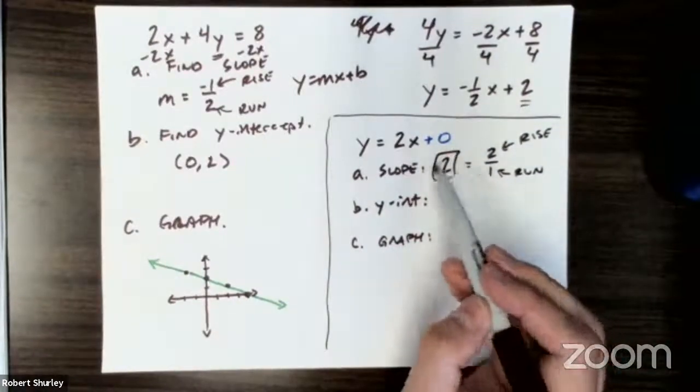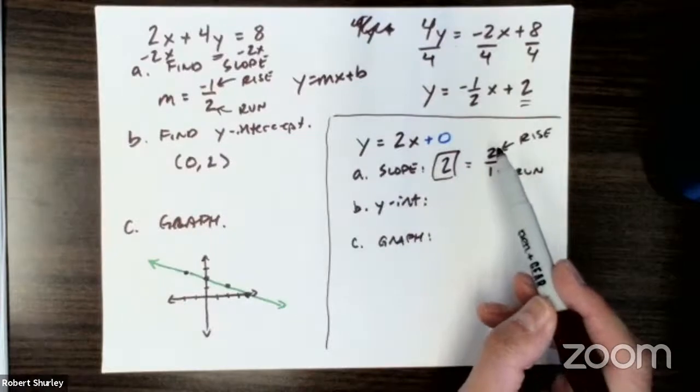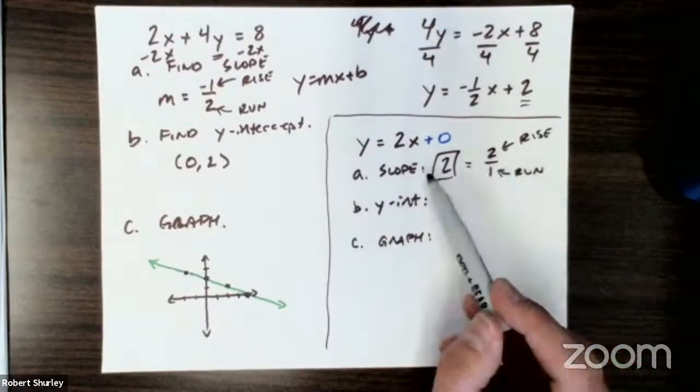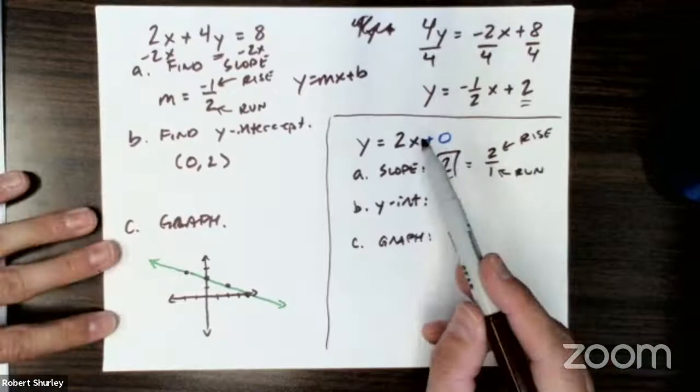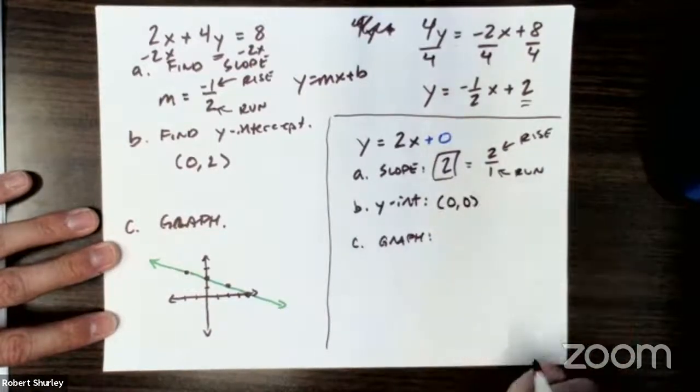So if you get just an integer and not a fraction like we did over here, you can think of it as the integer, whatever it is, divided by 1, right? Because anything divided by 1 is itself. Now the y-intercept, though, because it's not written, there's nothing over here, it's going to be the origin, 0, 0.